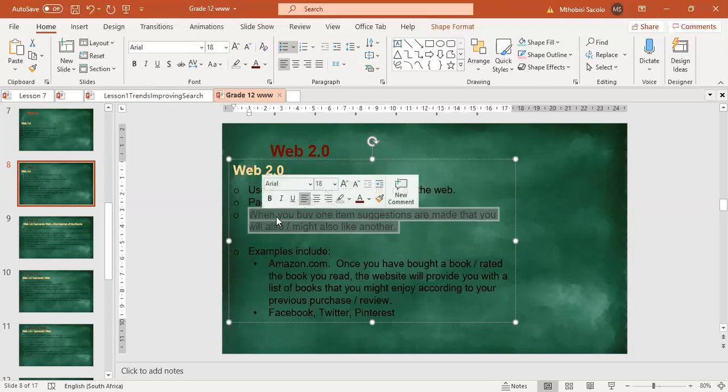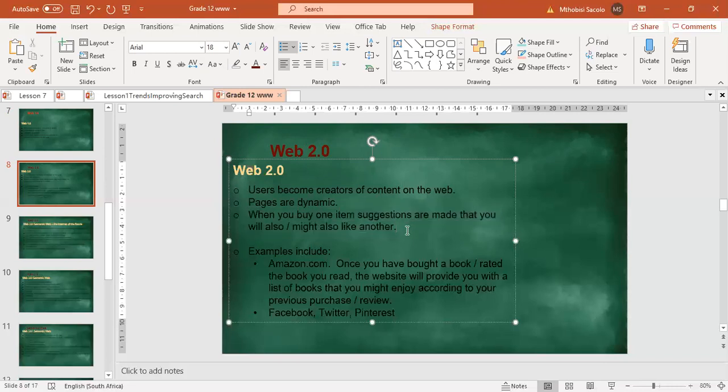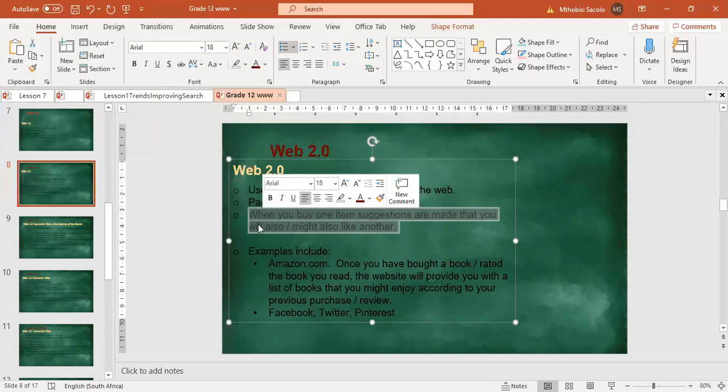And then when you buy one item, suggestions are made that you might also like another one. So right now, on Web 2.0, when you search for something, you will be given other suggestions. The website is going to give other suggestions. So maybe when you search for, let me say, a flat screen TV, you will not get too many suggestions. The information now is given, they will bring other things that may relate.